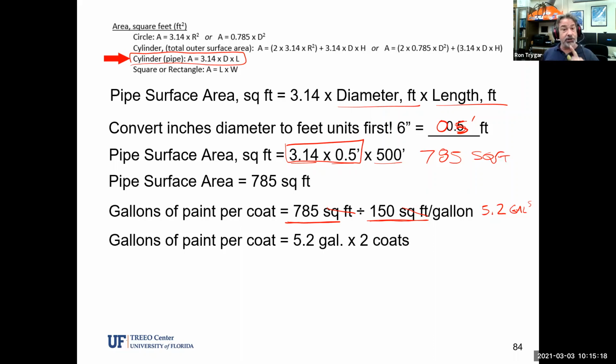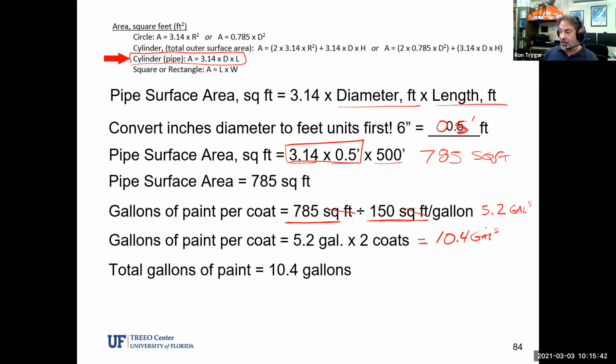We said we needed 2 coats on the pipe. Don't forget to read the question all the way through and finish this and come up with a correct answer. We need 2 coats. 5.2 gallons times 2. So let's go 5.2 times 2. I came up now with 10.4 gallons of paint to purchase for this job.